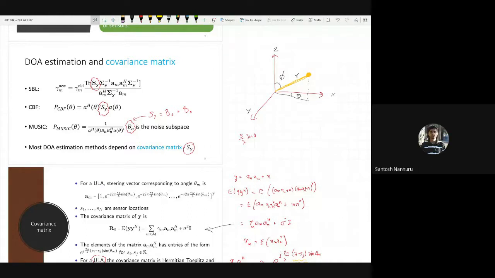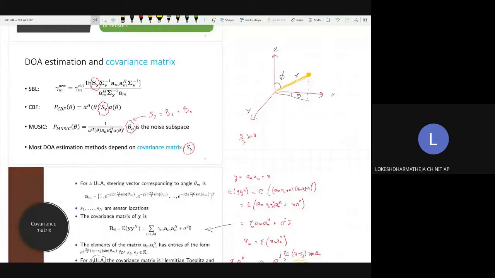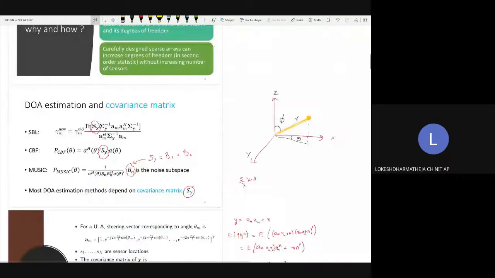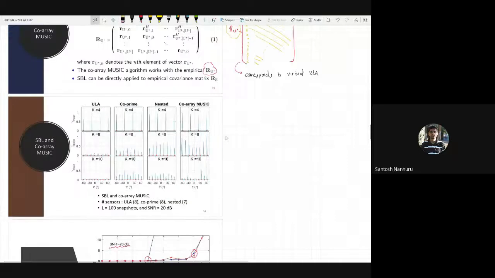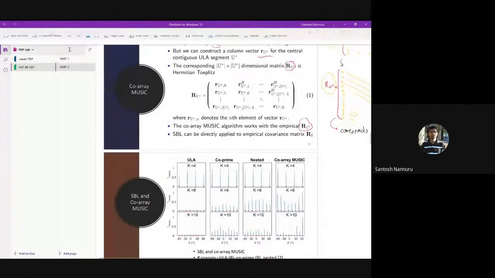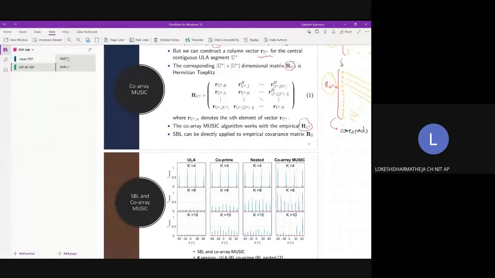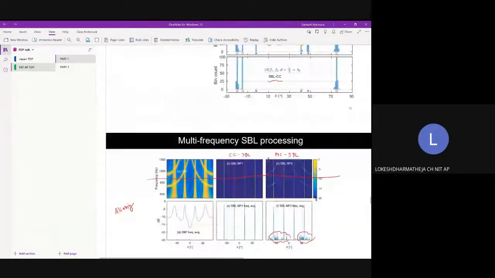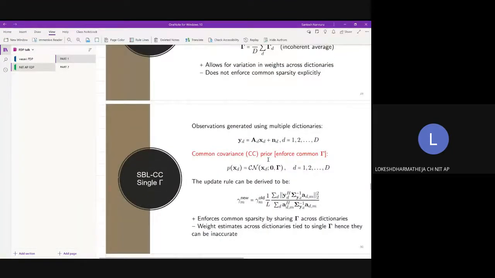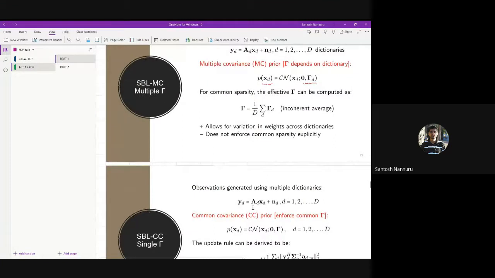Sir, in this model x equal to s plus n, s you have taken any real number, or e power j omega n? Sir, n is Gaussian distribution. S, 1 minute. I don't have S in the previous slides, maybe. You mean X? Sir, the x equal to a s plus n model. A is the steering vector and s is the signal, sir. So what will be s, generally?